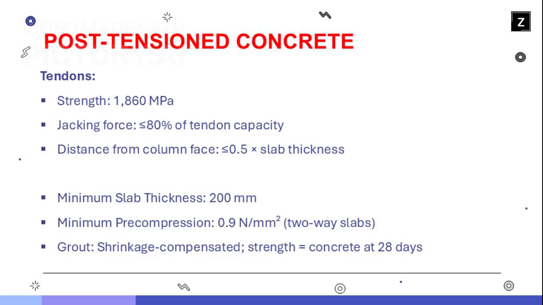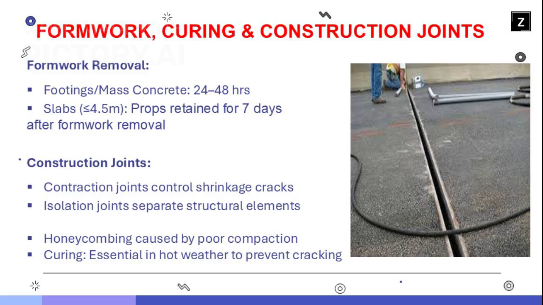The required precompression force in two-way slabs is 0.9 Newton per square millimeter. This resists tensile stresses. Grouting should be shrinkage compensated and must match the concrete strength at 28 days. Formwork removal, curing, and construction joints play a significant role in construction. For footings and mass concrete, it's safe after 24 to 48 hours. For slabs up to 4.5 meters, props should remain in place for 7 days after formwork is stripped.